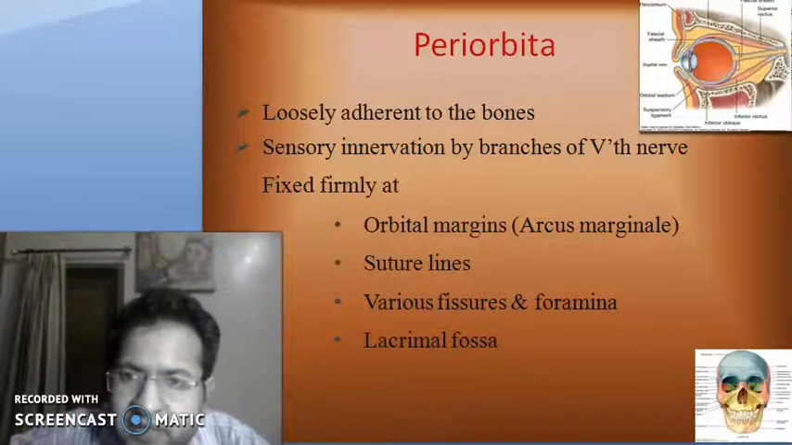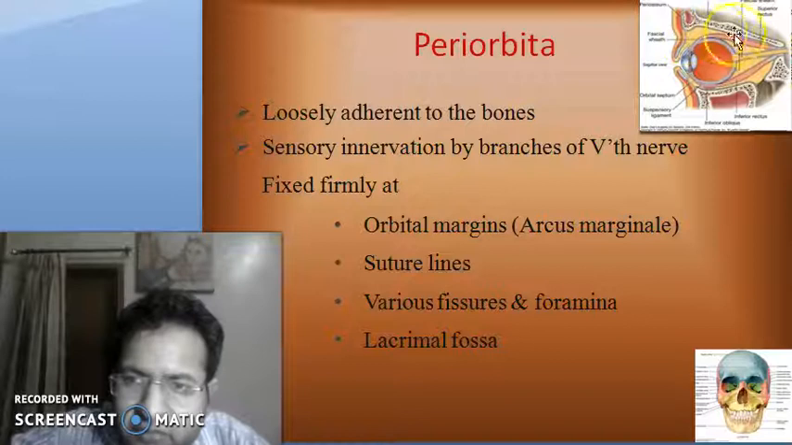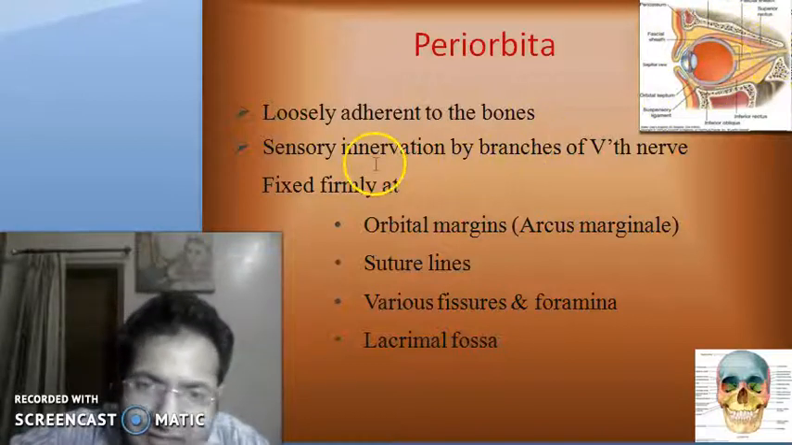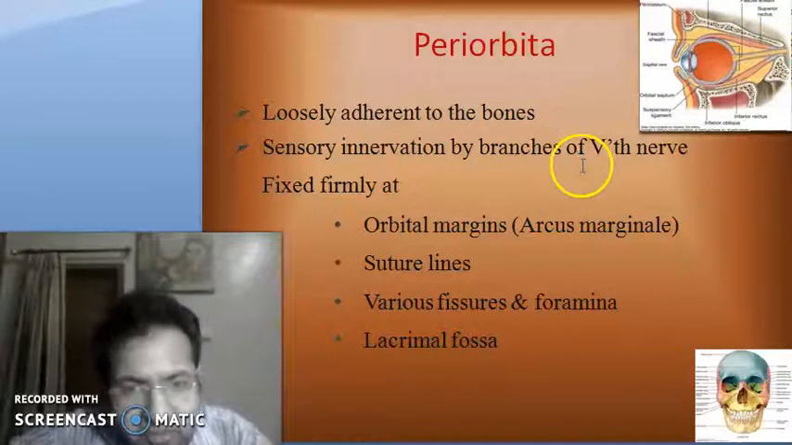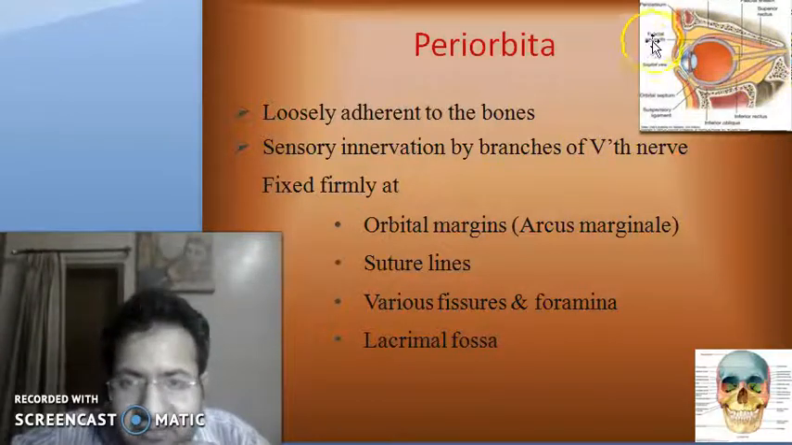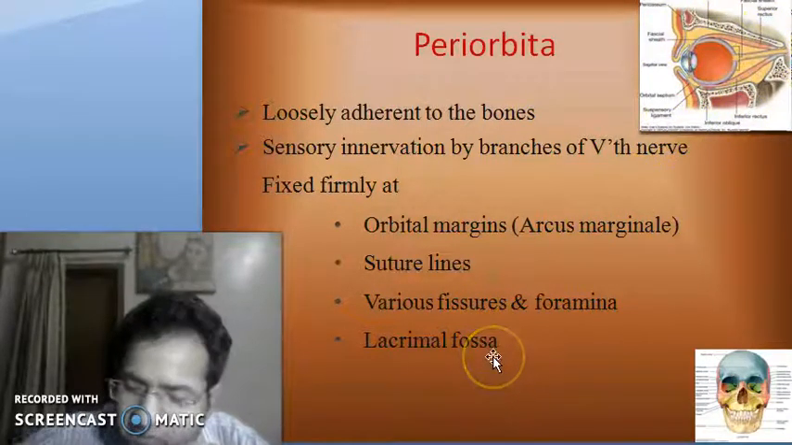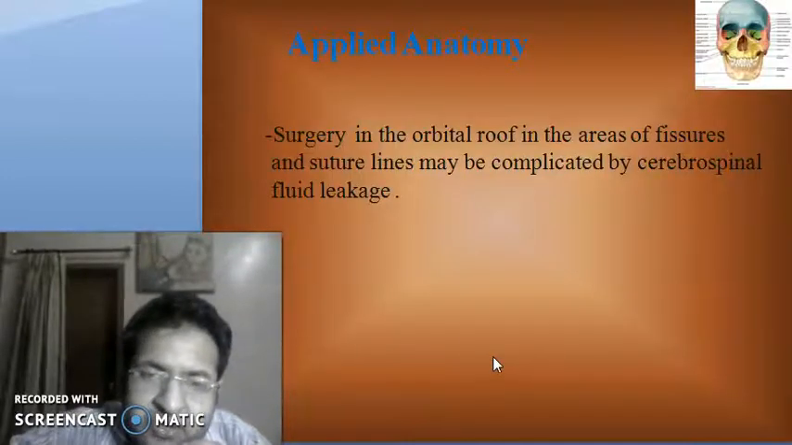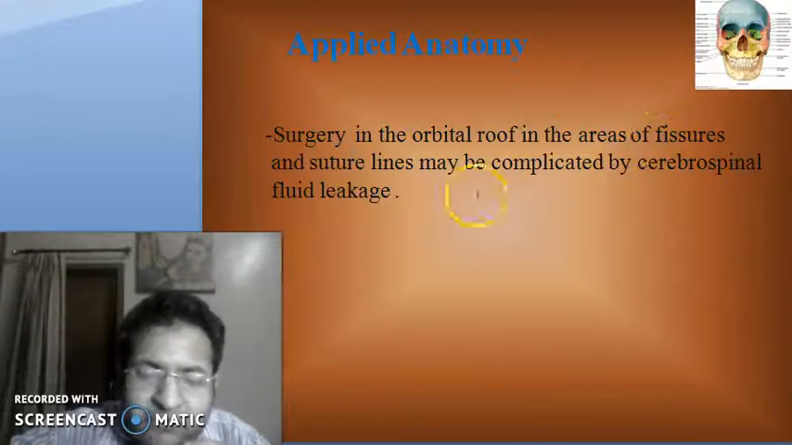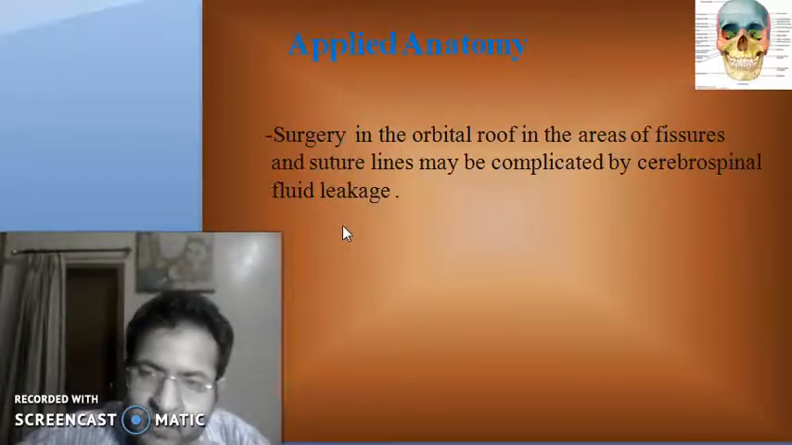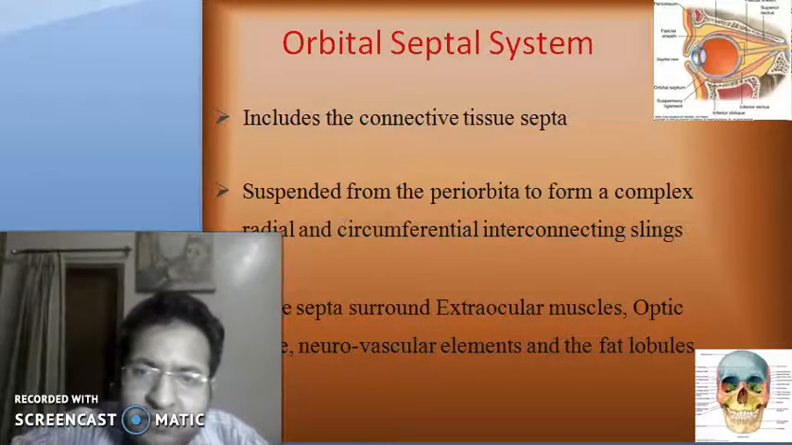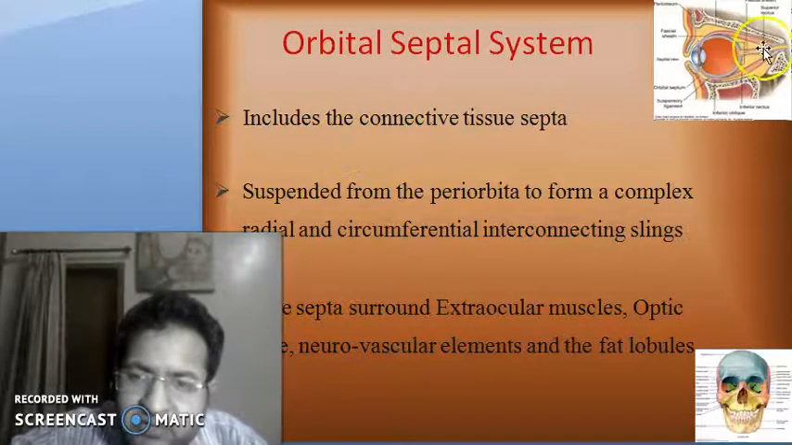Periorbita is the covering of the bones, loosely adhering to them. It has a sensory innervation by the branches of the fifth nerve. It is fixed firmly at the orbital margins, suture lines, various fissures and foramina, and at the lacrimal fossa. Surgery in the orbital roof in the areas of the fissures and the suture lines may be complicated by CSF leakage.